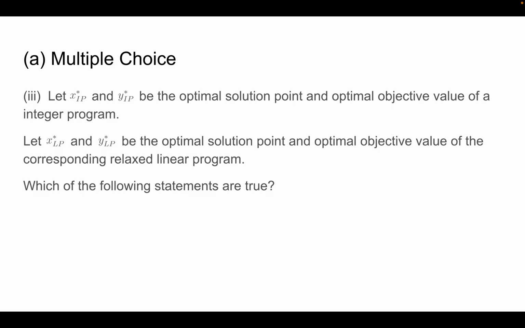So it's going to be the same setup or LP that needs to be solved. Just in the first case, we have those integer constraints so that the solution is going to be an integer solution. Whereas for the second case, we have just the normal linear programming constraints for the corresponding problem. So which of the following statements are going to be true? The first one is x star IP going to be equal to x star LP?